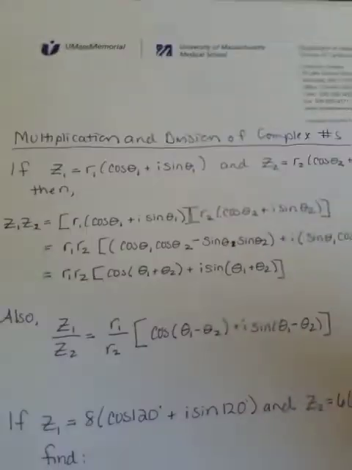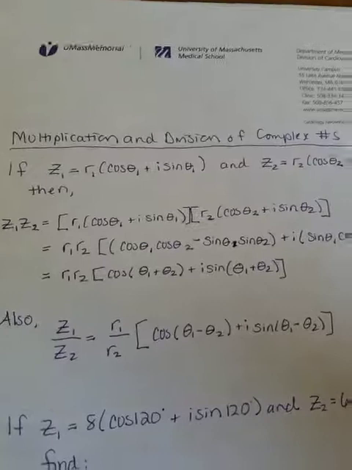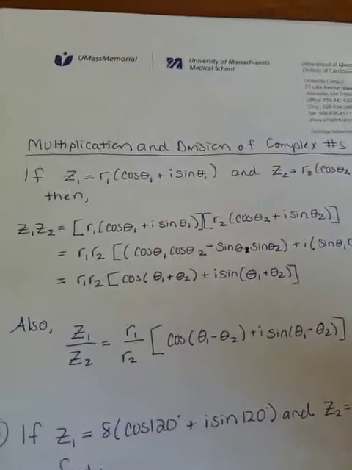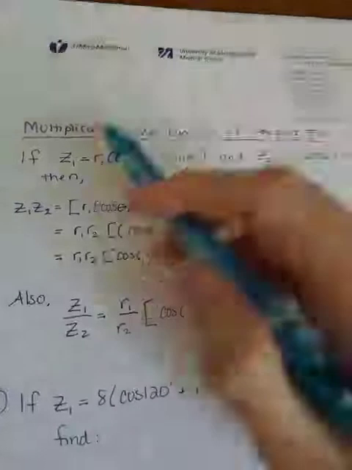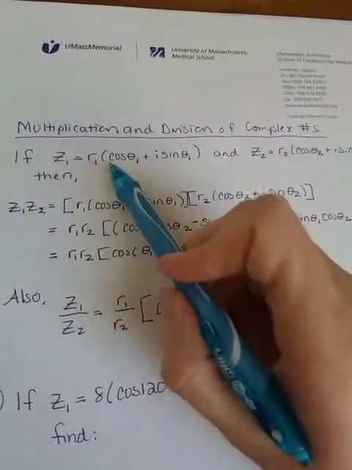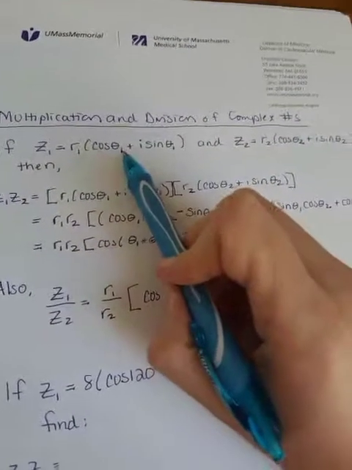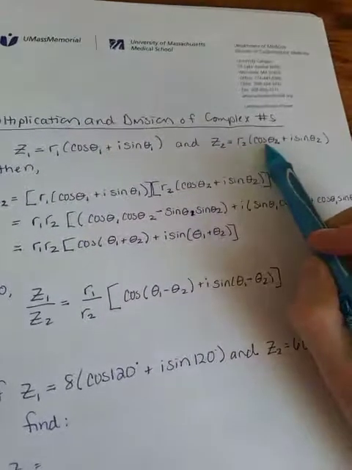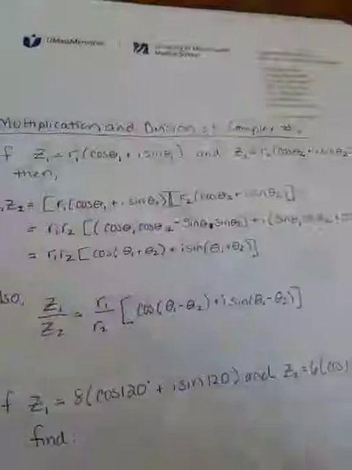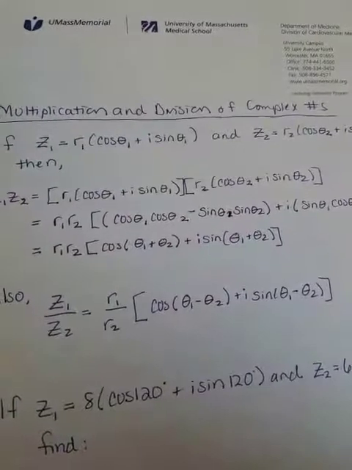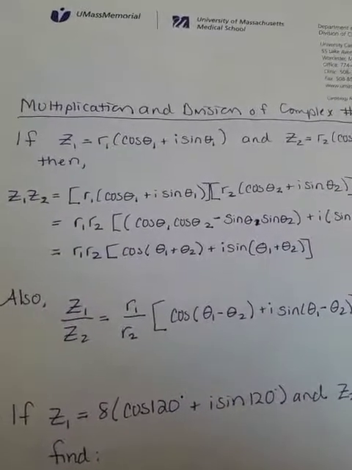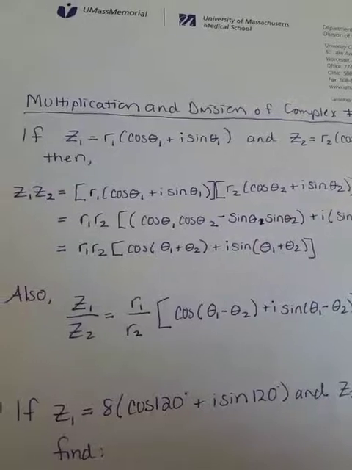Next topic is multiplication and division of complex numbers. So I'm going to go through a mini proof. We would do it in class, but I have it all here for us. If z sub 1 equals r sub 1 cis theta sub 1, and z sub 2 equals r sub 2 cis theta sub 2, so basically you have two different complex numbers with two different r's and thetas. And this is a proof just to show where the equation comes from when I'm multiplying them.